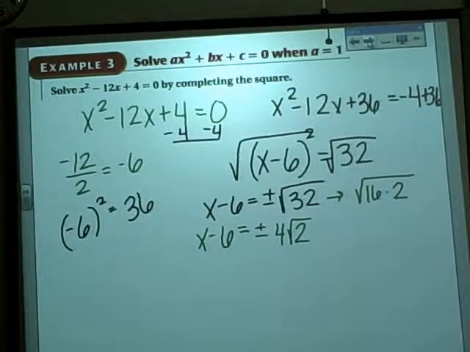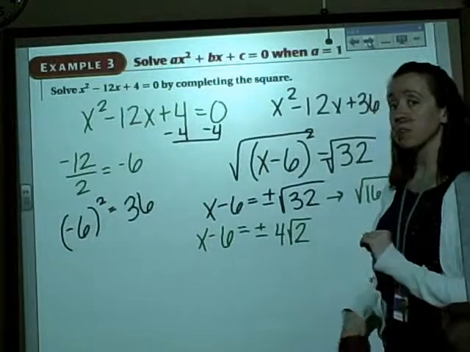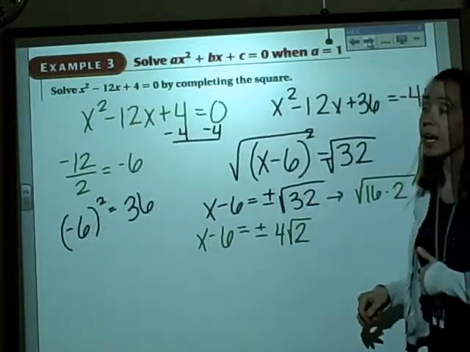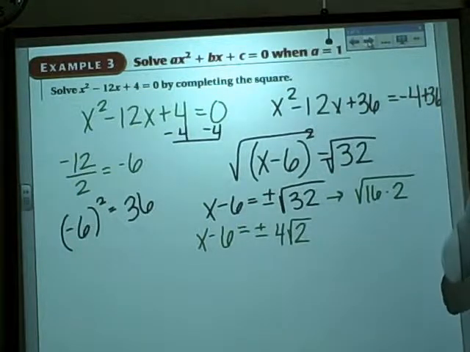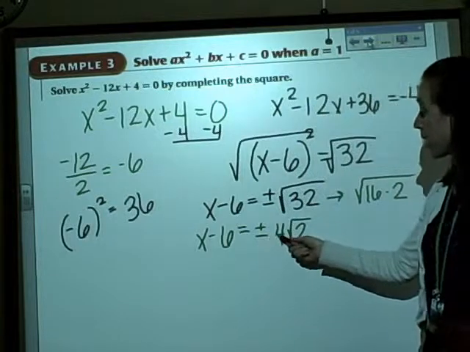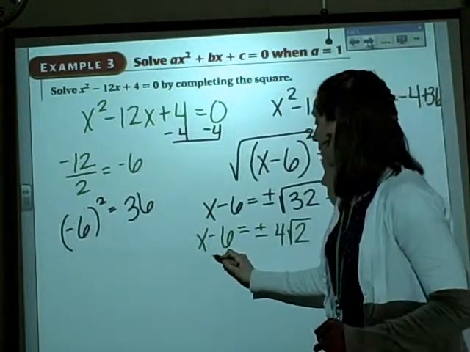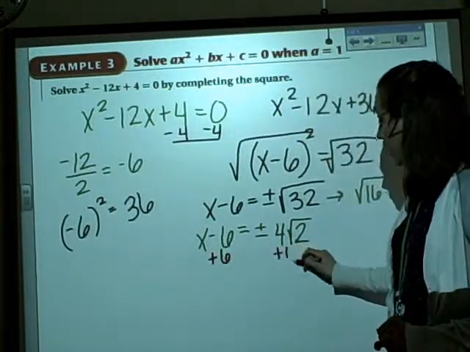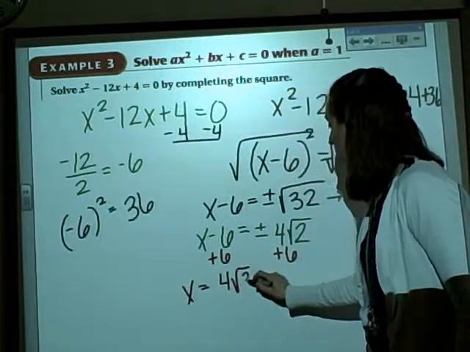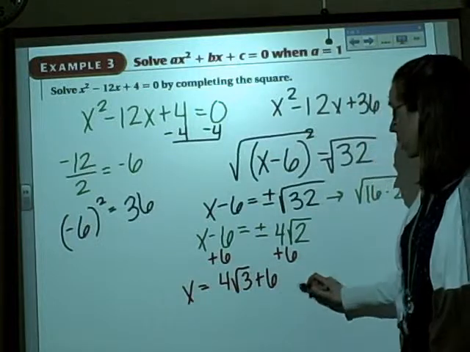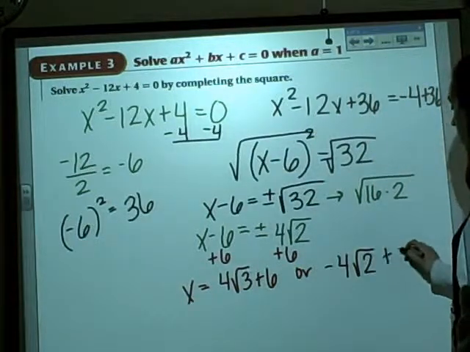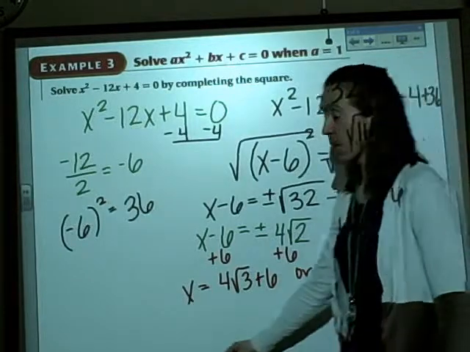Alright, if you guys said that radical 32 simplifies to be 4 radical 2, you are absolutely 100% correct. Look at my little note there, just in case you needed help with that. Okay, so now we have plus or minus 4 radical 2. We're going to add 6 to both sides. We are left with a positive 4 radical 2 plus 6, or a negative 4 radical 2 plus 6. And we're done.